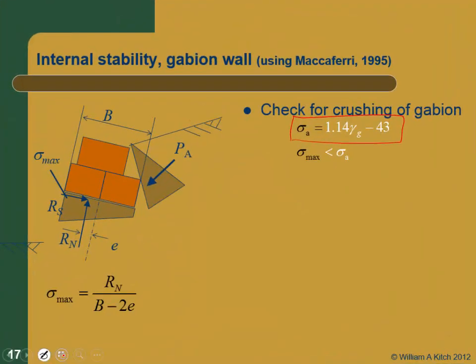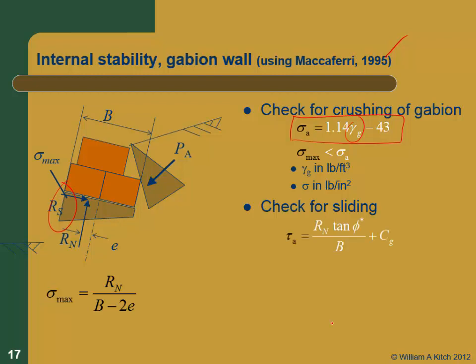Where was I? Right here. So 1.14 times the gross density of the stone material minus 43. This is all in pounds per cubic foot. I'm pretty sure. Make sure you check the design guidelines. And then you just want to check that the maximum stress that you find there is less than that allowable stress. That's an allowable stress. Don't ask me how to do gabion walls for LRFD design. I don't know. Everything's in pounds per cubic foot.